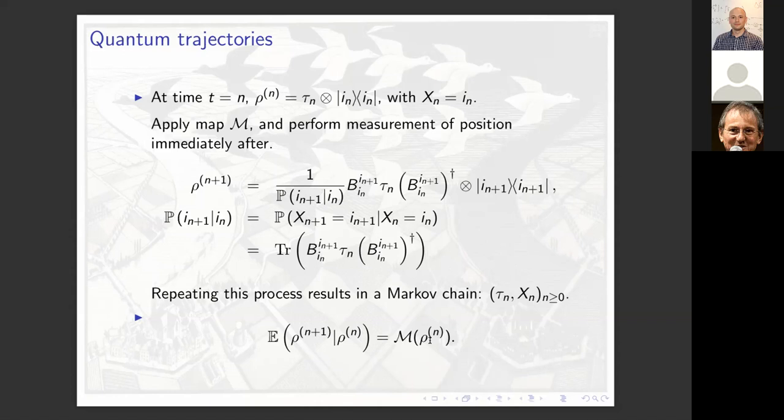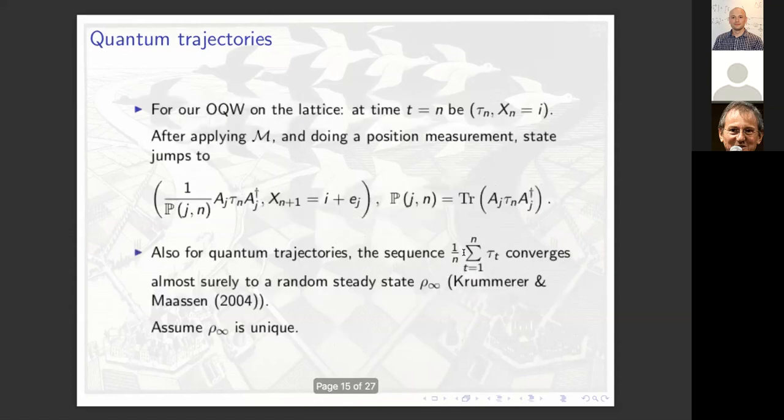Essentially, what we gain from this knowledge is that through this quantum trajectory framework, we now have a Markov chain. This Markov chain is susceptible to standard analysis of probability theory, and we can apply theorems that one would normally apply in probability theory. All right, so we now have a Markov chain. So what does the quantum trajectory formalism look like for our lattice?